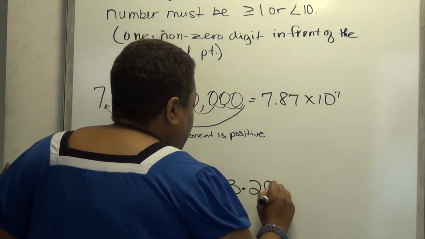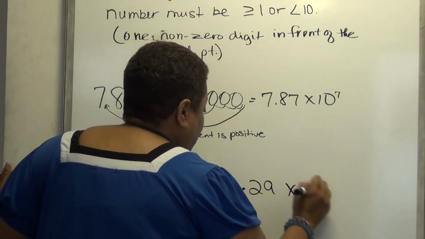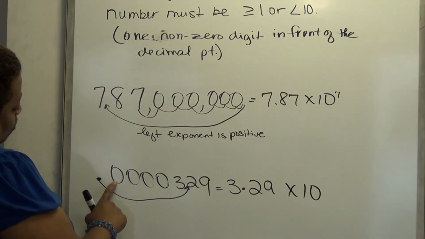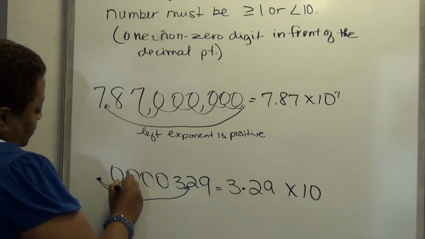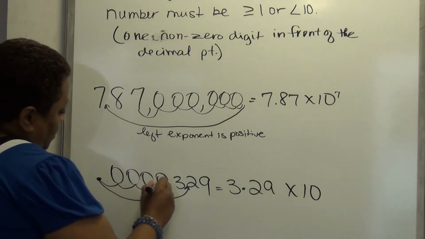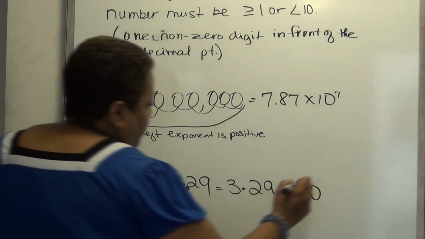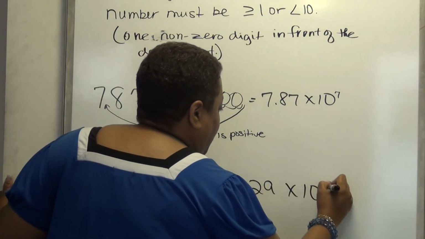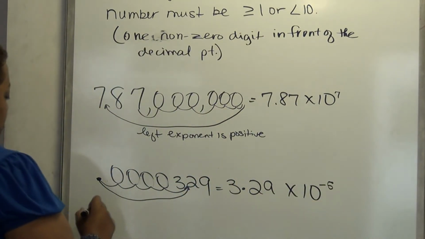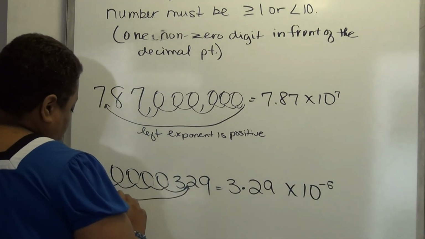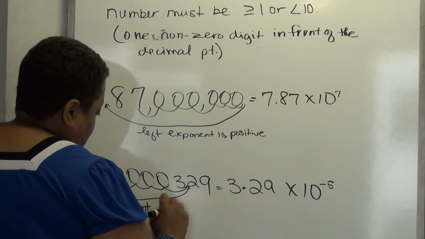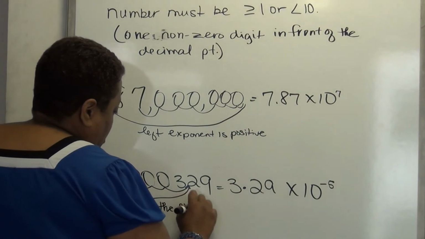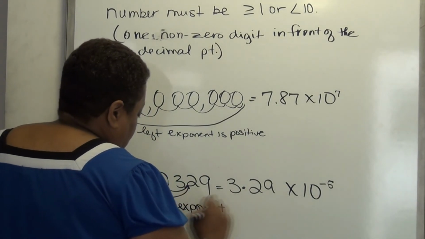So we have to move this decimal point all the way to between the 3 and the 2. So now this becomes this times 10 to the what? 1, 2, 3, 4, 5. And this is -5. When we move to the right, the exponent is negative.